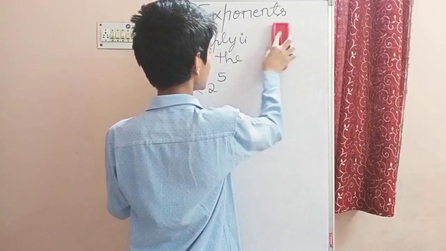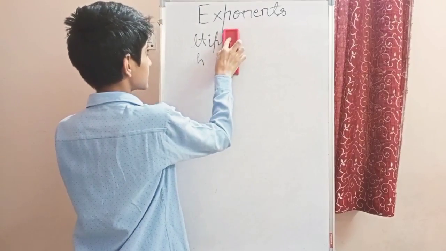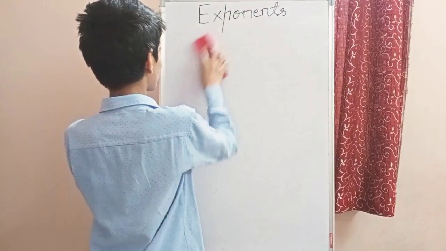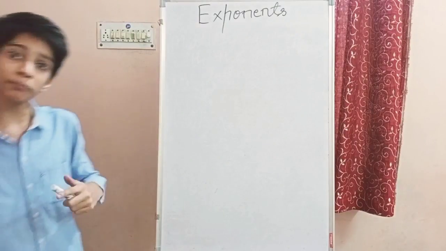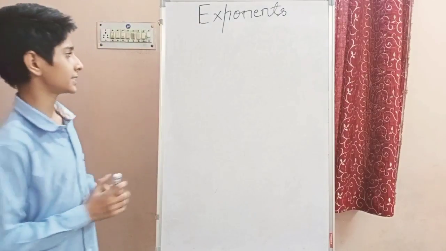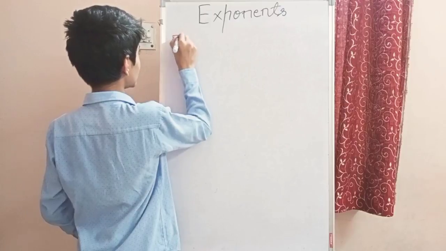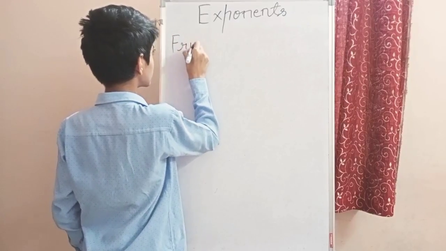Now what does the second law of exponent say? Second law of exponent says finding a power of the rational number. Okay, so first we will write what the second law says.